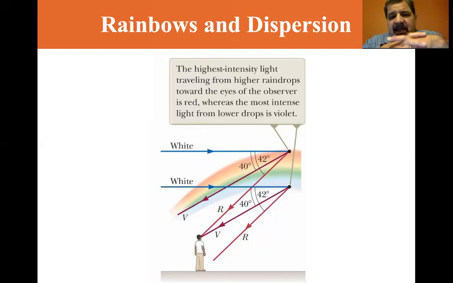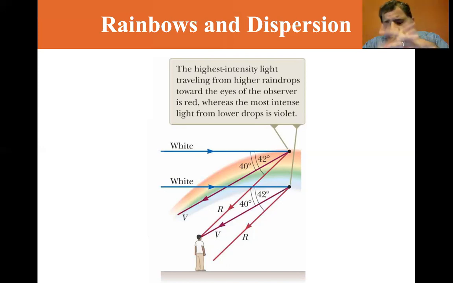The highest intensity light traveling from the higher raindrops toward the eyes of the observer is red, whereas the most intense light from the lower droplets is violet. For the drops at the top, the red is intercepted by your eye, but the violet and other colors go above your head. By the time you get down to the violet, the red and all the other colors are below your eyes. So the rainbow is being formed inside your eye.